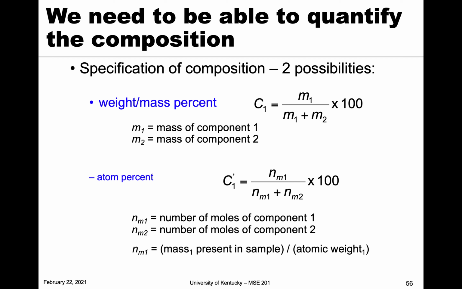If you need more information, it's going to be in our course textbook, Callister, in chapter 5, section 6, on specification of composition. There's more details on how to make these calculations and what it means to talk about the composition. So go there if you need some more resources. This is just meant to be a quick recap of that information.